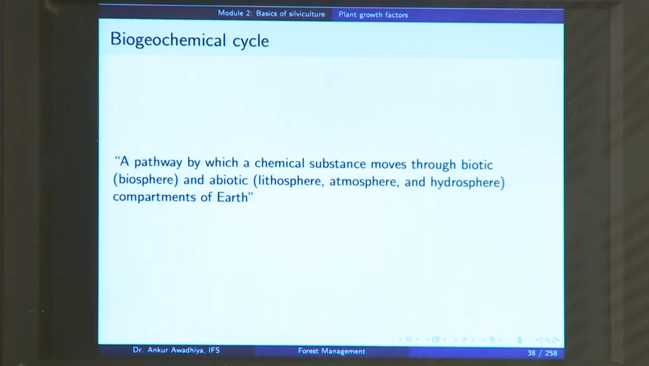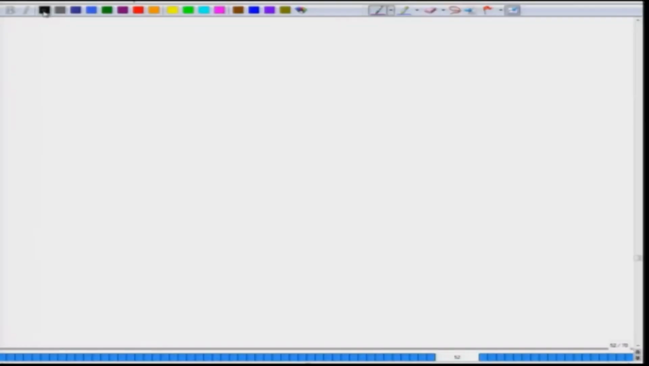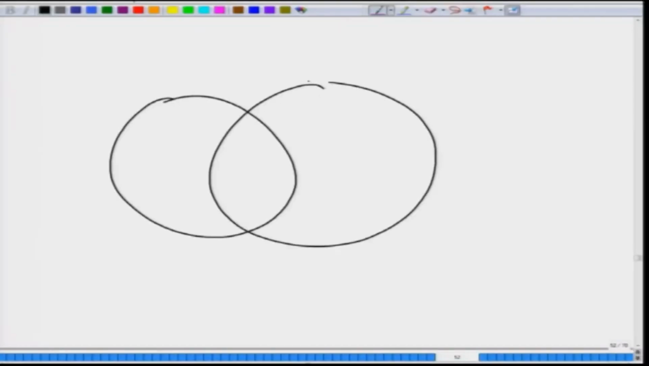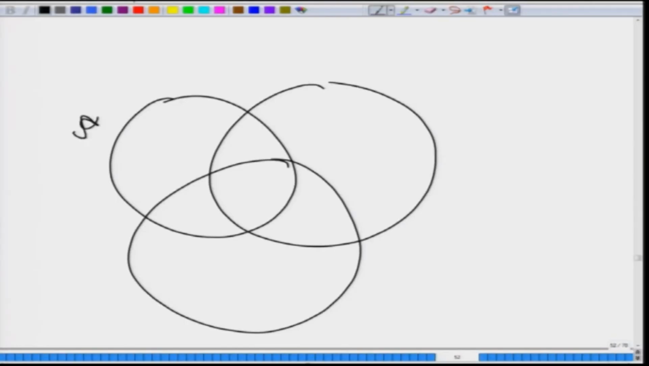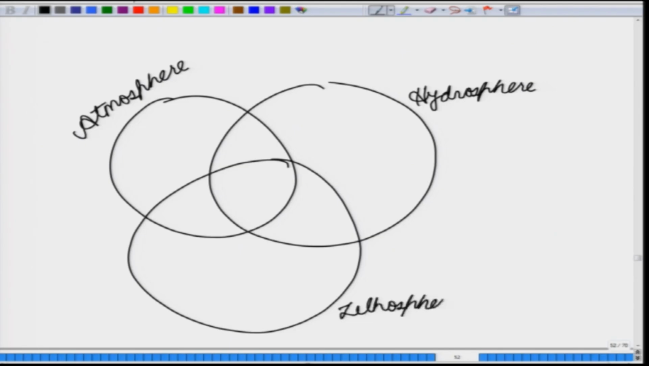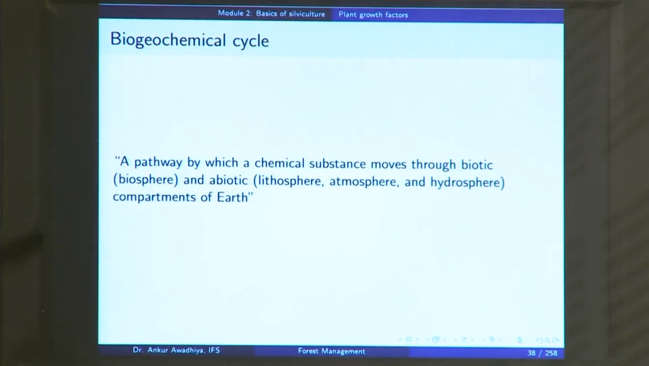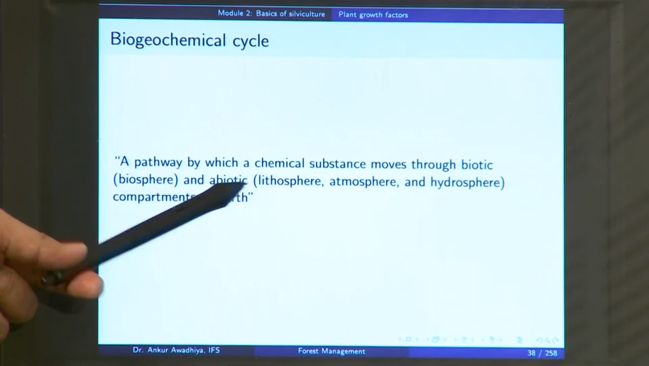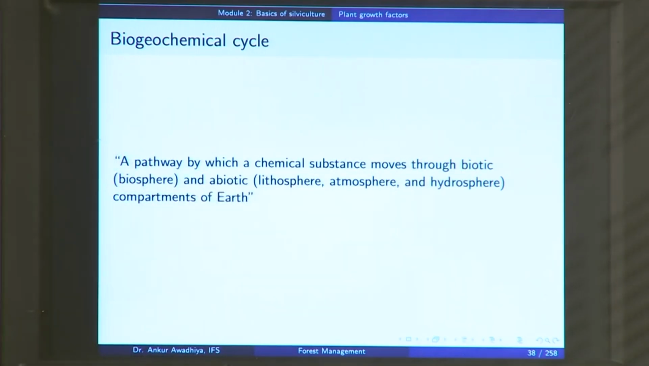Now, what we are saying here is that you have the atmosphere, you have the hydrosphere and you have the lithosphere, and at the confluence of all of these you have the biosphere. Now, in the case of a biogeochemical cycle, the nutrients are moving through all of these. They are moving through the biotic components and the abiotic components, and all of these compartments of the earth.